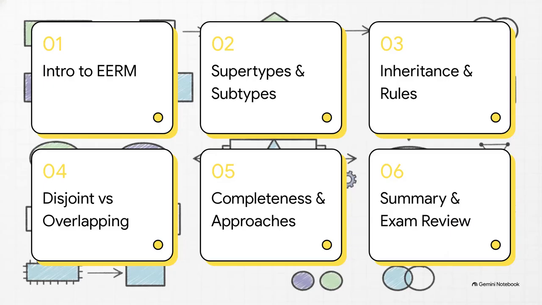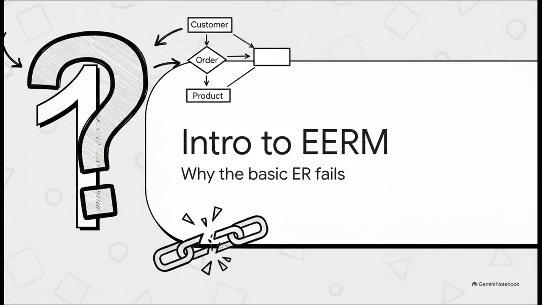Here is our roadmap for today's session. First, an intro to EERM. Second, supertypes and subtypes. Third, inheritance and discriminators. Fourth, disjoint versus overlapping constraints. Fifth, completeness and approaches. And finally, a summary and exam review. Let's jump right in. Section 1.